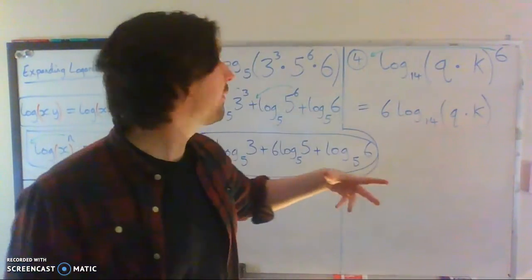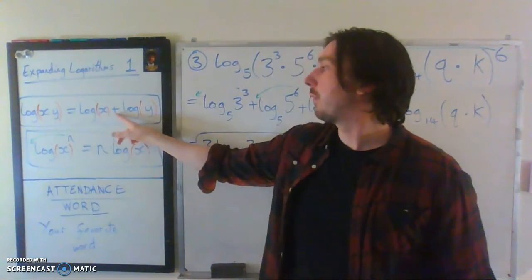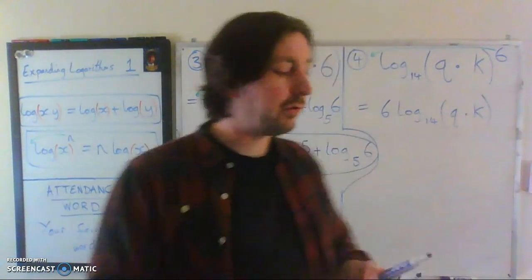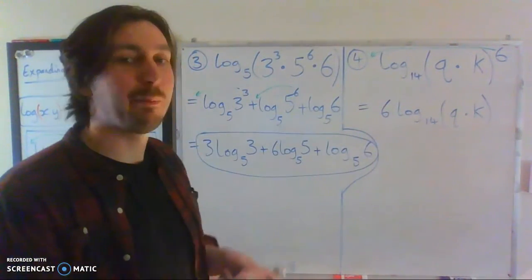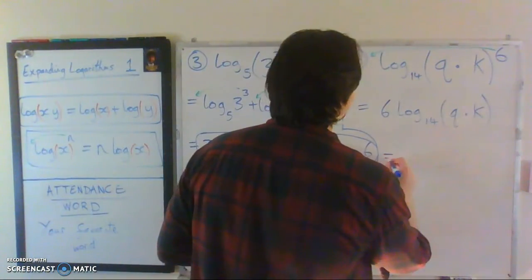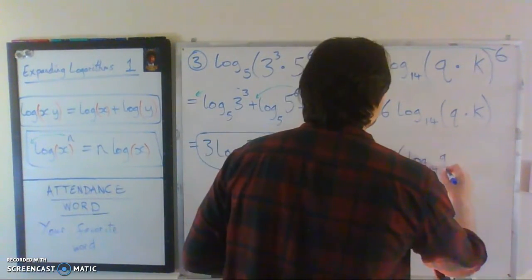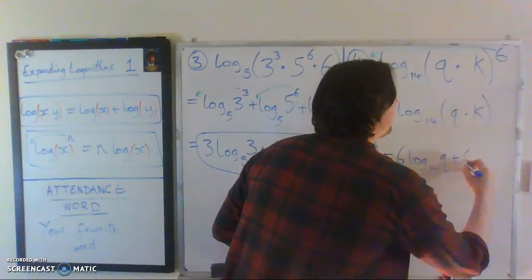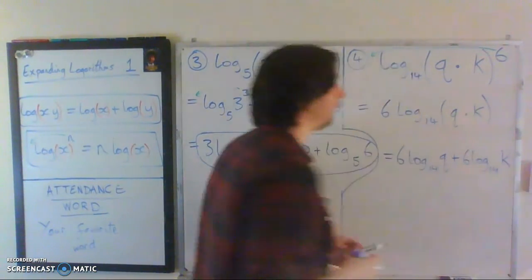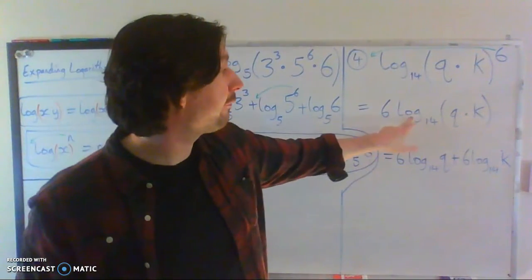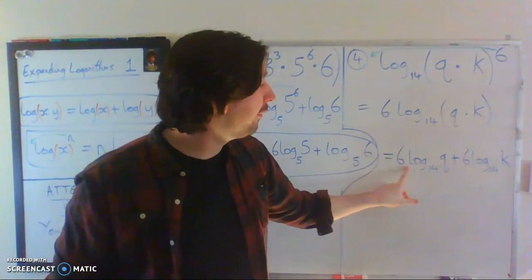And now I'm going to do this rule where I expand it and there's a plus sign in the middle. Now when you're doing this, because there's a 6 in front of this, it's going to stay in front of them both. Alright? So it's going to be 6 log 14q plus 6 log 14k. Alright? So when you've got a number in front of the log, or a letter, and you're expanding it, it has to stay in front of both of these terms.